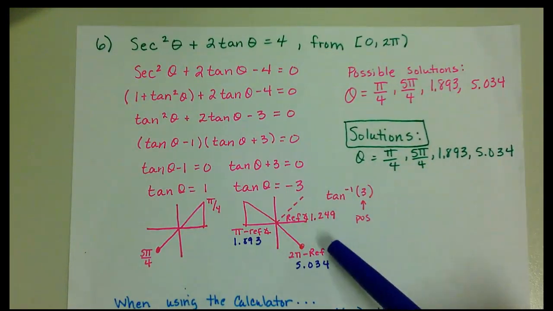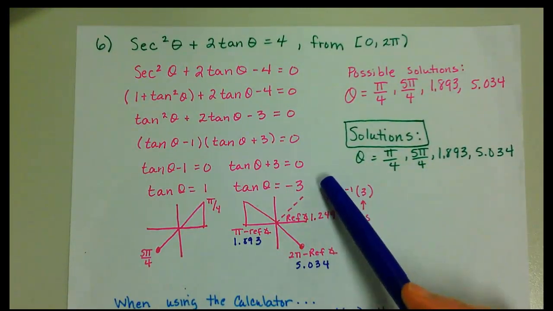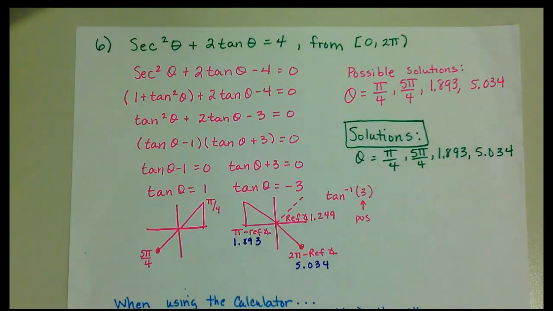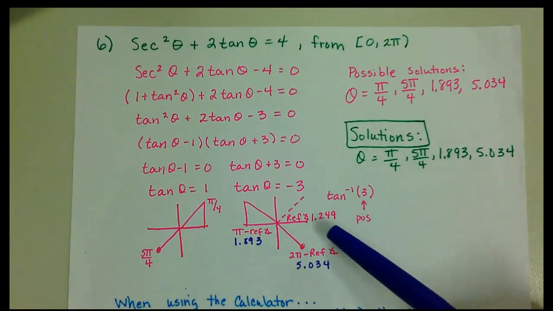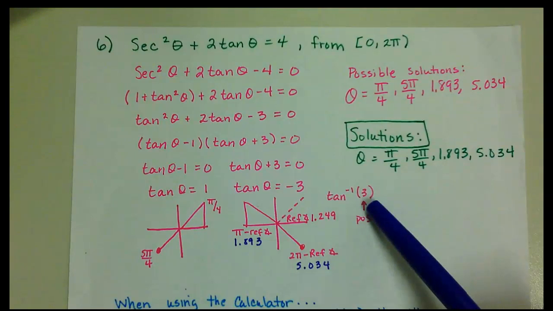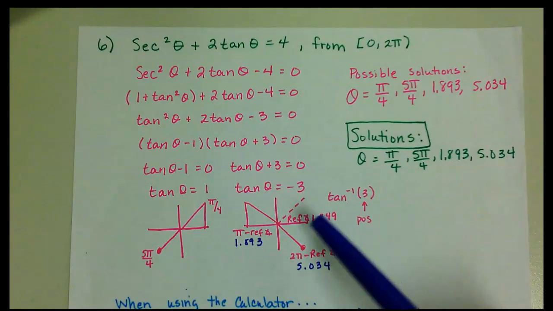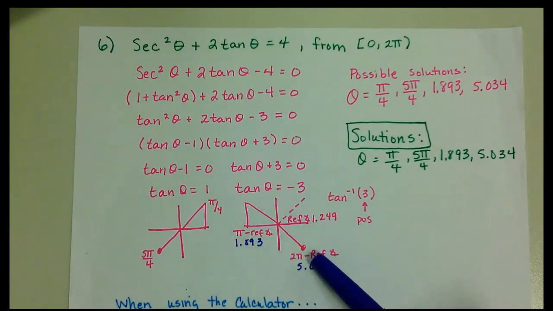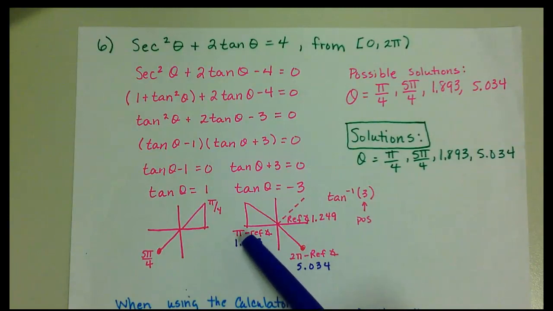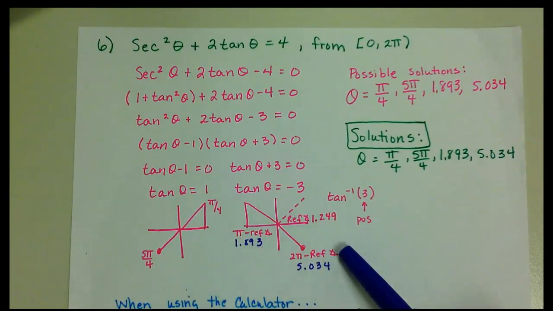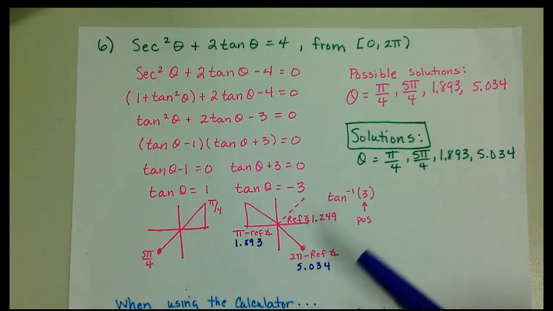Execute it. And you get this value right here, 1.249. So when I do arctan of 3, not the negative, remember the positive version, that gives me this reference angle, 1.249. Once you know that reference angle, you can use that to find the angle that's in quadrant 2 and the angle that's in quadrant 4. So remember, quadrant 2, I would take pi minus the reference angle. In quadrant 4, I would take 2 pi minus the reference angle.